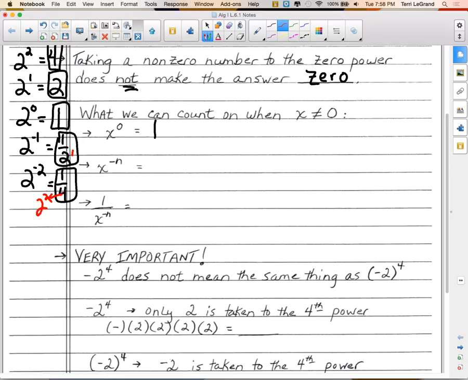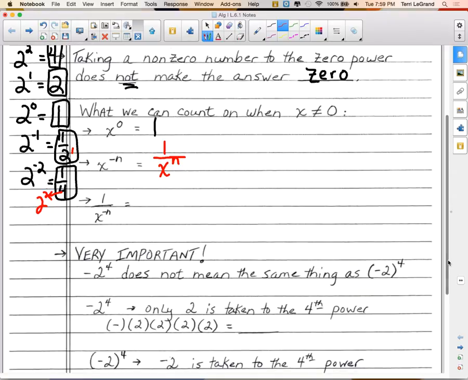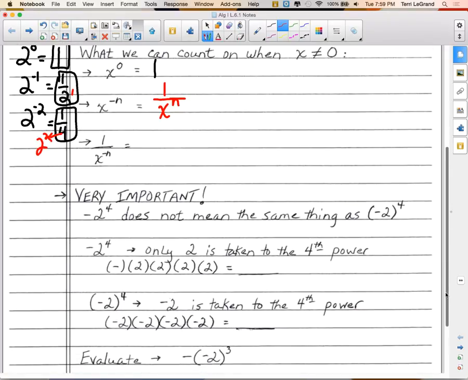So what we can count on is that if we have a negative power, we can write it as the fraction 1 over that number to the positive n power. So the power that was negative upstairs comes downstairs, our base and the power, and it becomes positive. That's how we eliminate the negative power. Well, the same goes for if I have 1 over x to the negative n power. If it's negative downstairs, it can move upstairs and become positive.